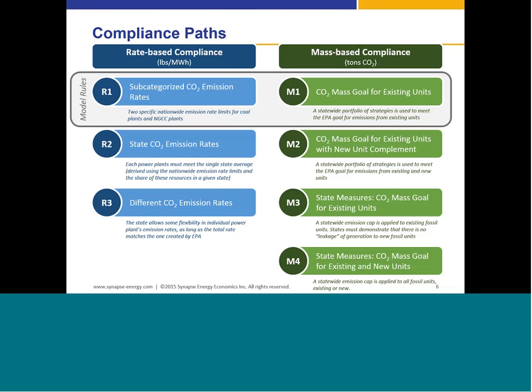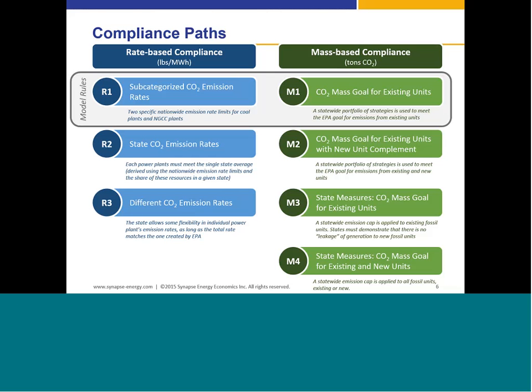Now I'll talk about the 4 mass-based paths. The first one is what we call M1, and this is a compliance path that's applied only to existing units. Under this approach, EPA has allocated each state some level of CO2 emissions that they can emit, and the states distribute those allowances to individual units in the states. And those units then become liable.